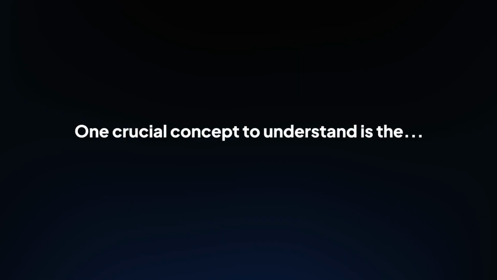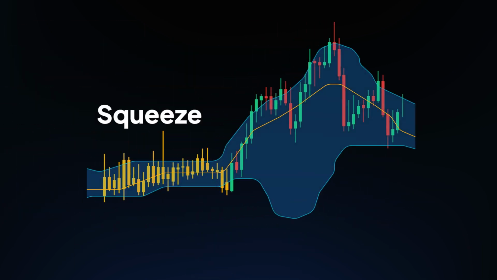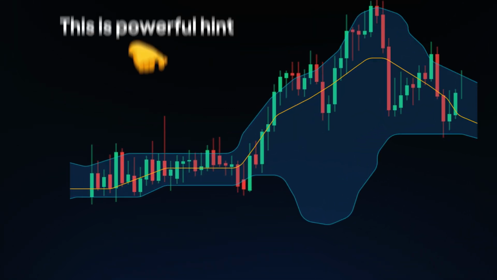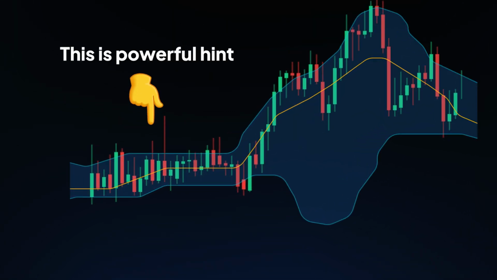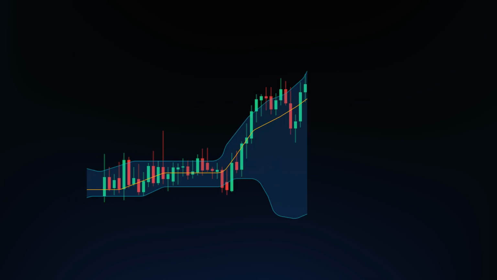One crucial concept to understand is the squeeze. This happens when the upper and lower Bollinger Bands converge, signaling low volatility. The squeeze is a powerful hint that a major price shift could be on the horizon, presenting prime trading opportunities. When the market is calm and volatility is low, many cryptocurrency traders see this as the start of significant price moves. After a squeeze, you should keep a close eye out for a breakout.